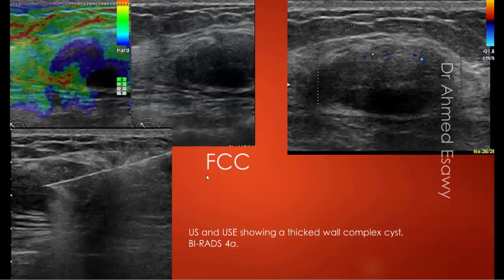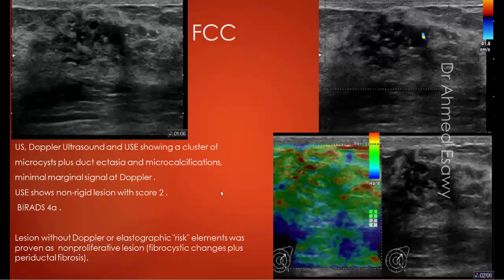Fibrocystic change, ultrasound and elastography show thick wall complex cyst, BI-RADS 4A. Complex cyst, internal echoes, and solid component, stiff in elastography, classified as BI-RADS 4A.